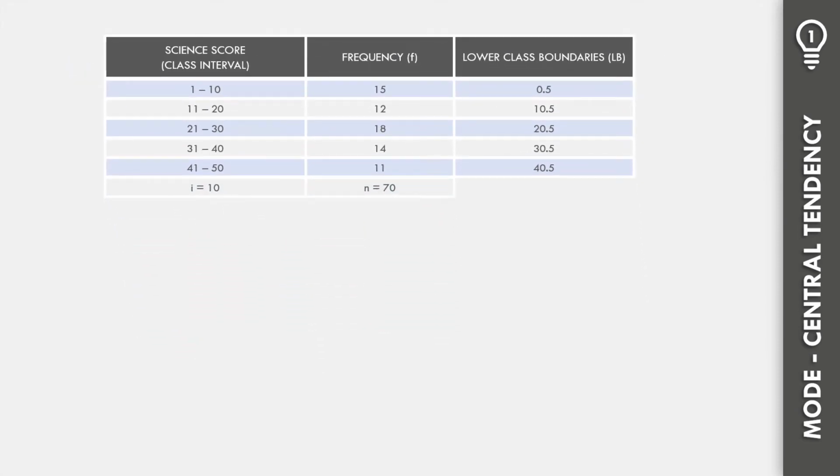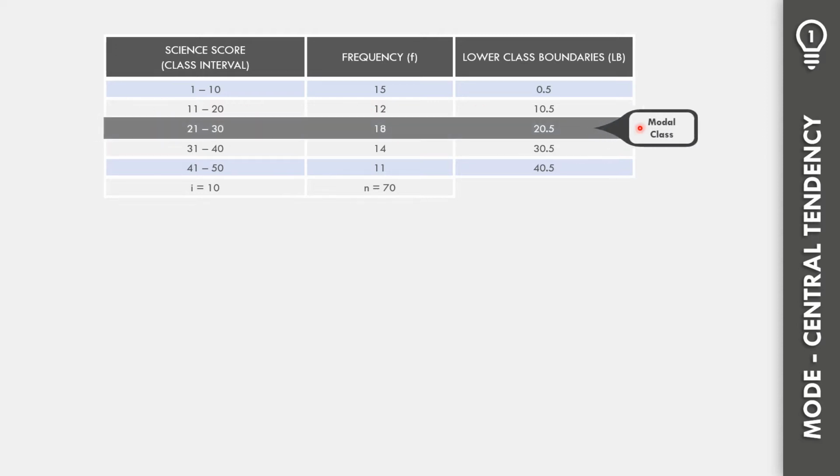Let us get the modal class. Let us see which among these frequencies is the highest frequency. The highest frequency is 18. So it means that 18 could be the modal class. That is the class interval 21 to 30, and the lower class boundary is 20.5.